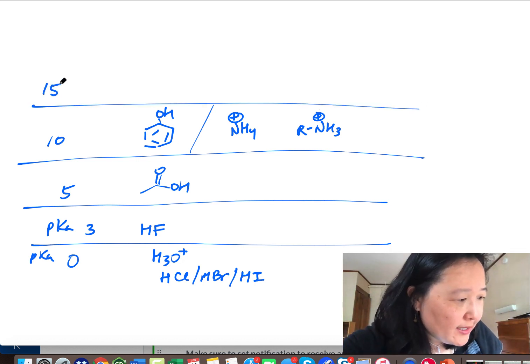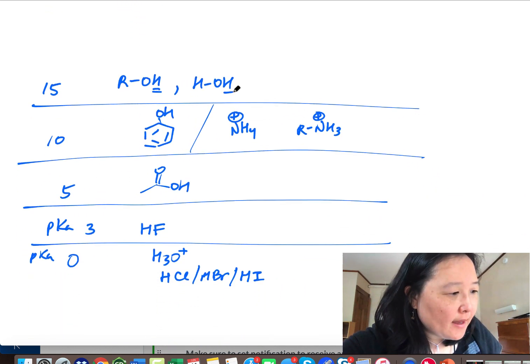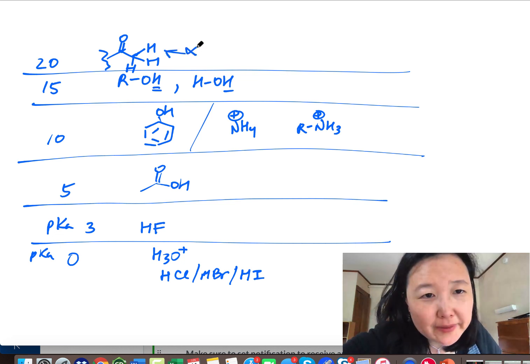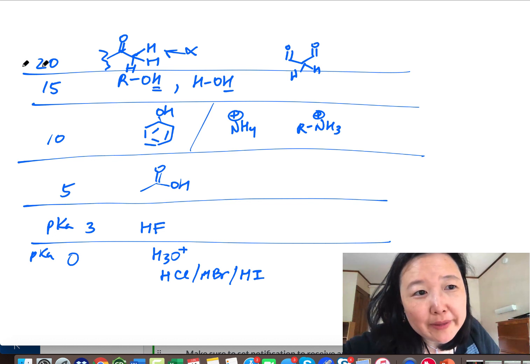And then about 15 or 16 are my alcohols. So these H's here, or water, right? This H there, same kind of thing. I also have at 20 our carbonyl hydrogens, so the alpha hydrogens of a carbonyl group. That's what we've been learning about in OChem 3. And of course, if you have two carbonyl groups and you have alpha hydrogens in between, those are going to be more acidic or lower pKa than 20, so somewhere in between these.